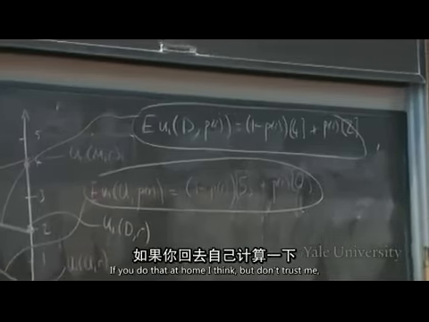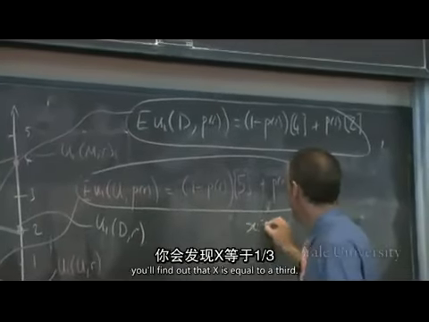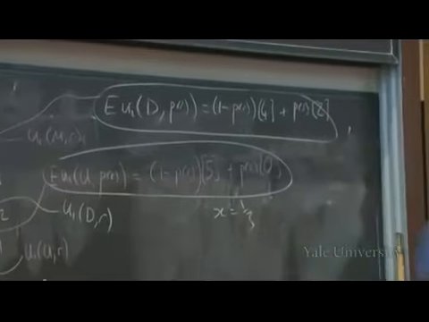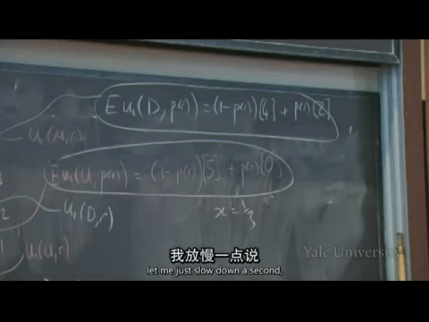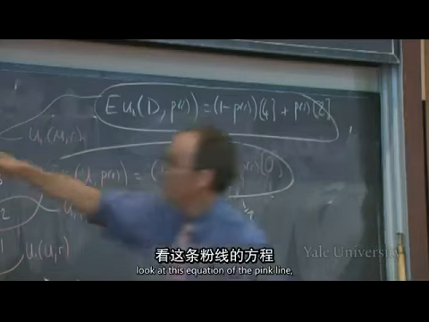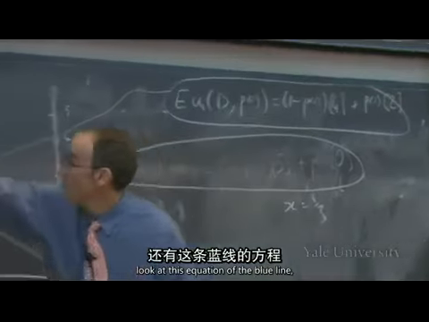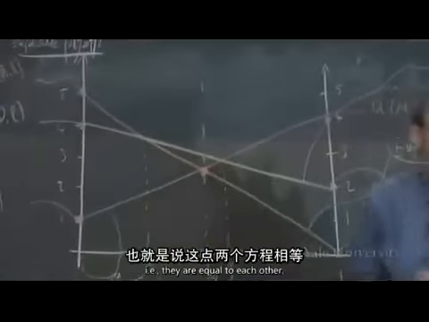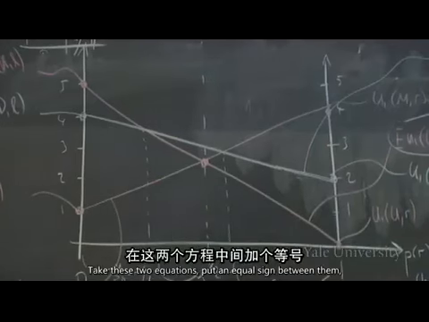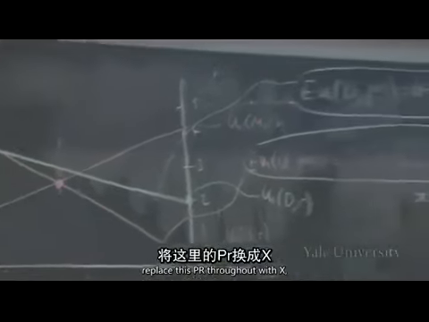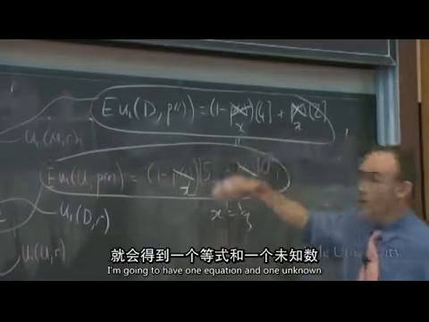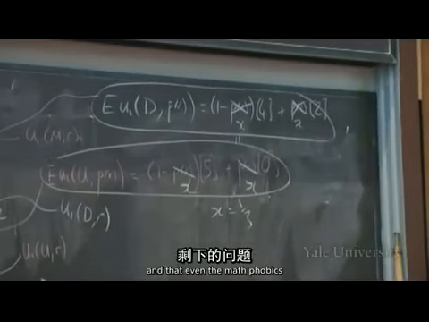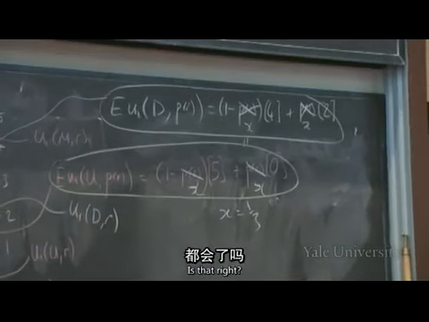I think I did that at home. If you do that at home, but don't trust me, you'll find out that x is equal to a third. Just to repeat, again, I know I've got some math phobics in the audience, so let me just slow down a second. All I'm doing here is I'm saying, look at this equation of the pink line, look at this equation of the blue line. X is when they cross, i.e. they are equal to each other. Take these two equations, put an equal sign between them, replace this p throughout with x. I'm going to have one equation and one unknown, and even the math phobics in the audience did that in high school. Is that right?